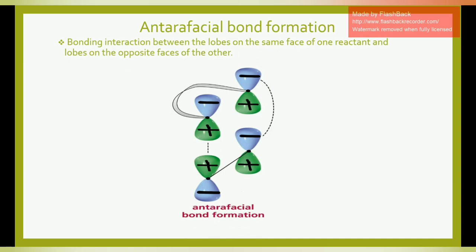Bonding interaction between the lobes on the same face of one reactant and the lobes on the opposite faces of the other is called antarafacial bond formation. That is, if the structure of HOMO and LUMO of the two reactants is such that bonding interaction occurs between the lobes of the same face of one reactant and the lobes of the opposite faces of the other, then the interaction is called antarafacial interaction.